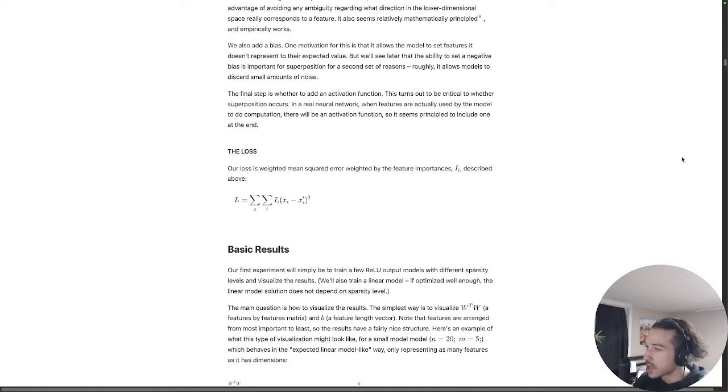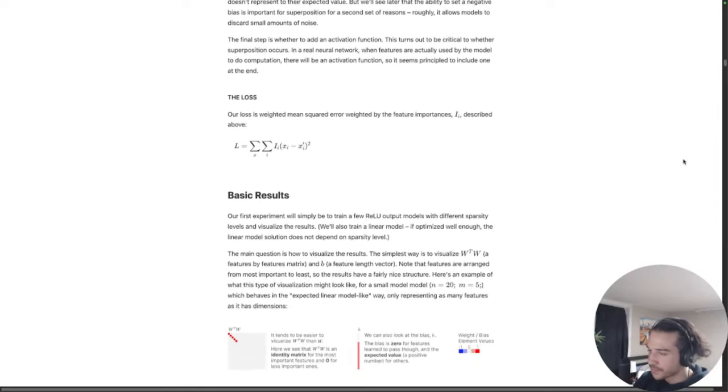The loss. Our loss is weighted mean squared error weighted by the feature importances I sub I described above. So L equals the sum for all x of the sum for all I of the importances I sub I times x sub I minus x prime sub I squared.